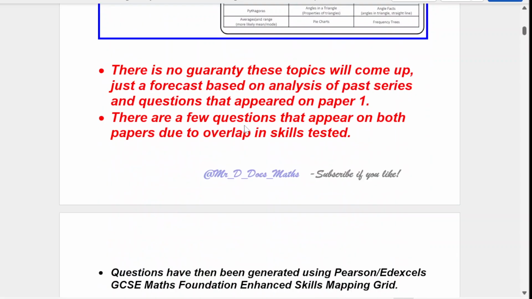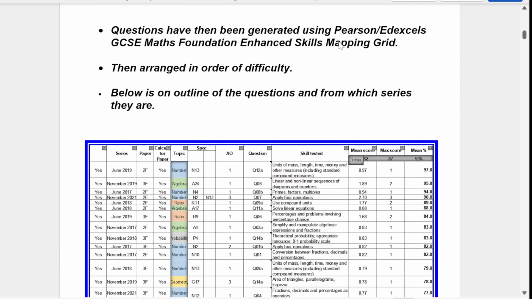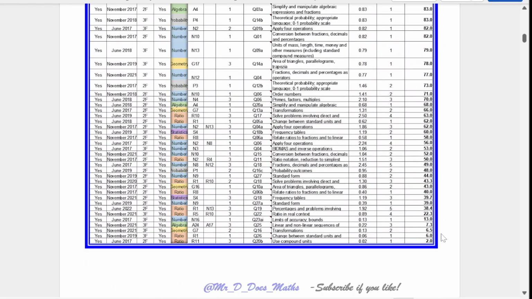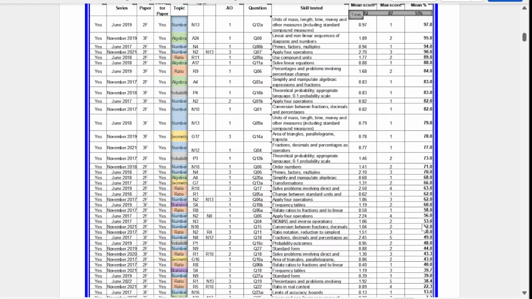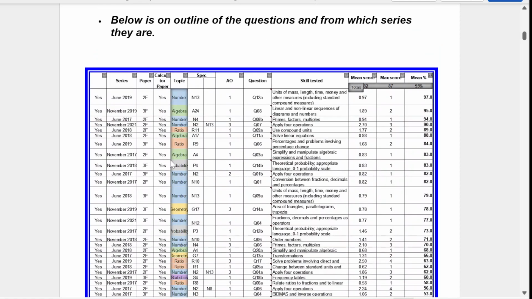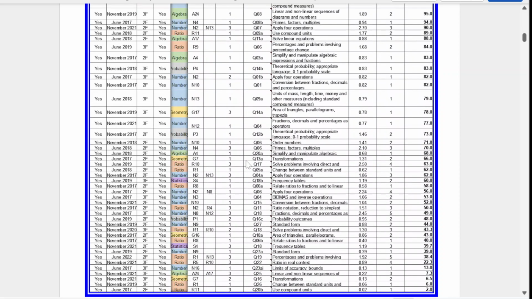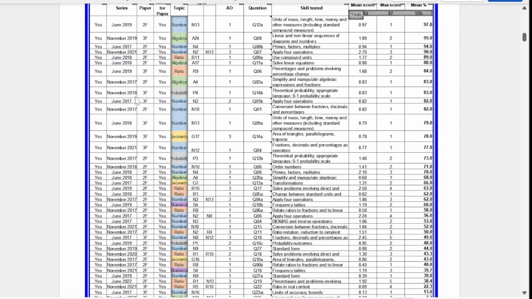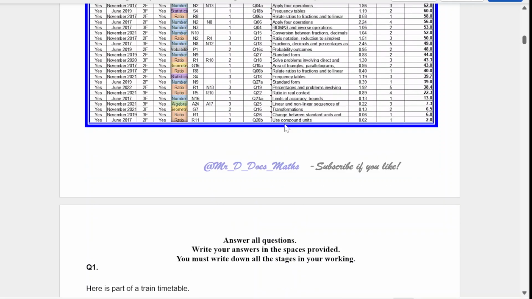Once I had this revision list, I went ahead and produced this using Pearson's Foundation Enhanced Skills Mapping Grid. I selected all the questions that I wanted. Then I arranged them by mean percentage, so starting easy and then gradually getting progressively harder. So it should build nicely. And this is an outline. Actually, this one does fit exactly because there's no overlap. So this is kind of question 1, question 2, and so on, if you find that useful.